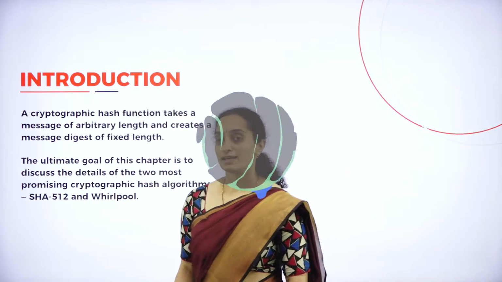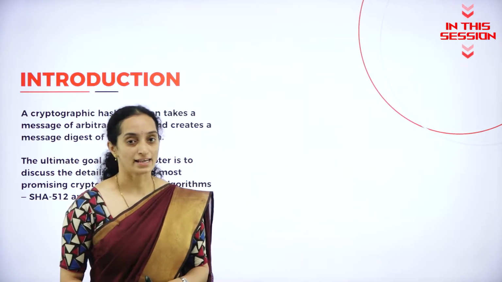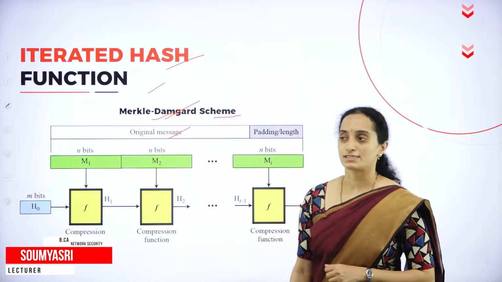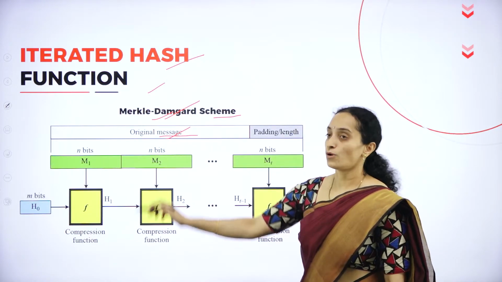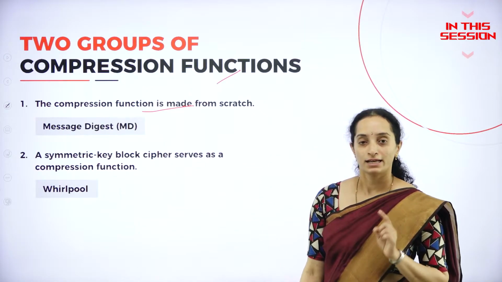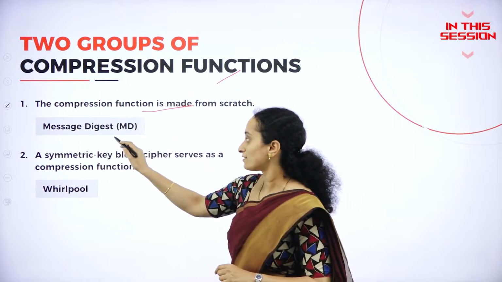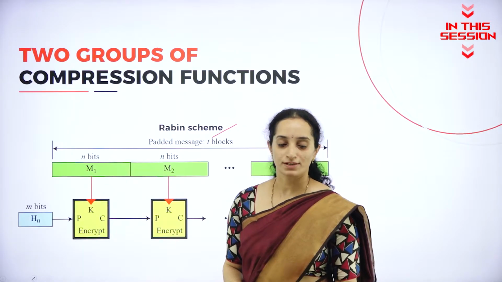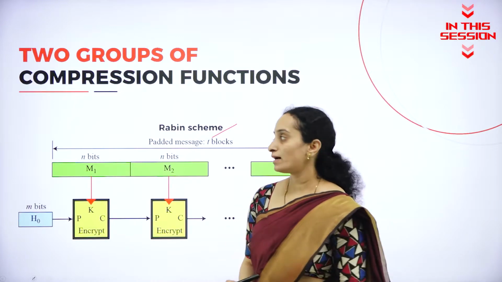What is a cryptographic hash function? Here we have the diagrammatic representation of this scheme. It uses the original message. The compression function is made from scratch. We use the message digest. The Rabin scheme is the improvised version of the Damgard scheme.